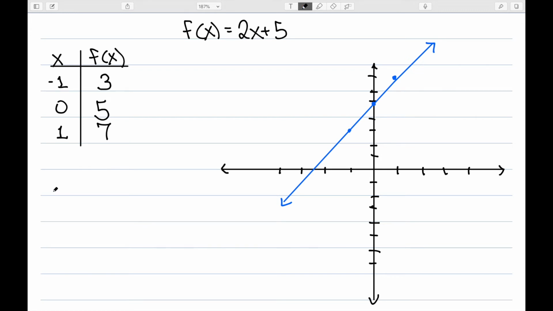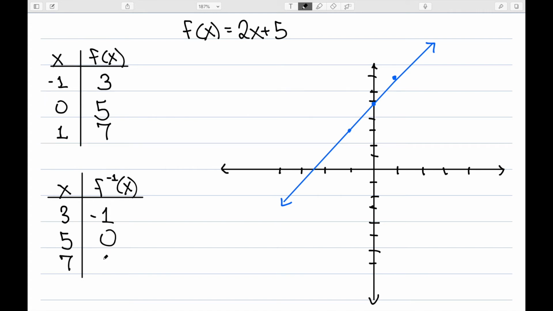I now want to look at the inverse, and I'm going to start by constructing a table. So we have some values for x, and we want to find the values of f inverse of x. When we're finding our inverse, our second step was to switch x and y. And we can actually get the table for f inverse from the table from f by just switching x and y. So my x values are going to be 3, 5, 7, and the corresponding f inverse values will be -1, 0, and 1.